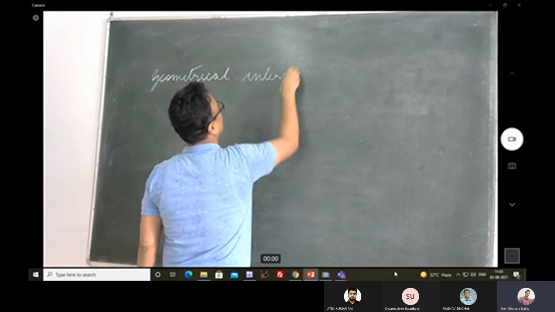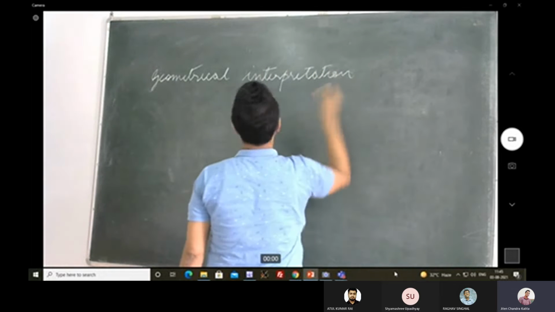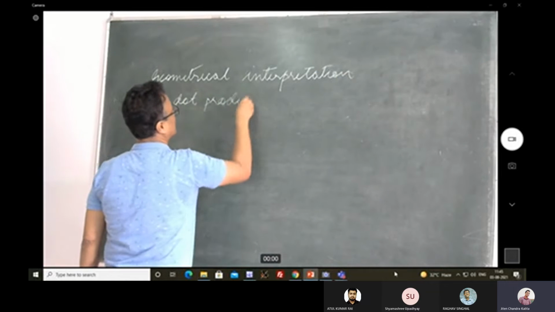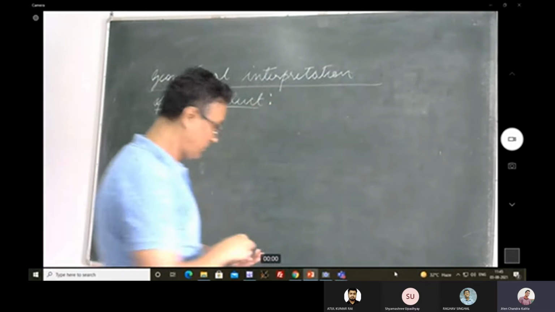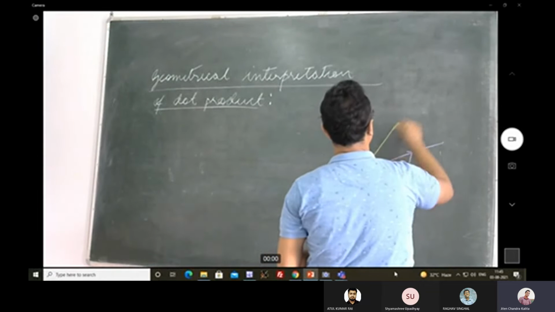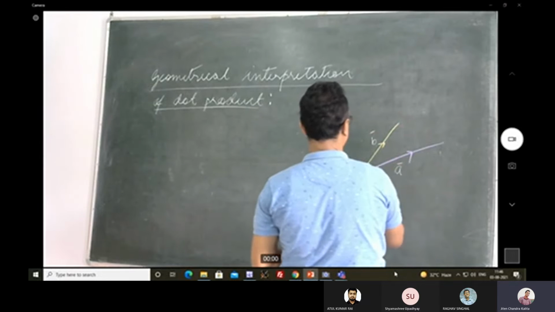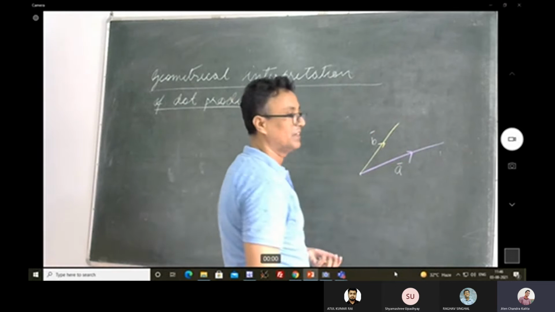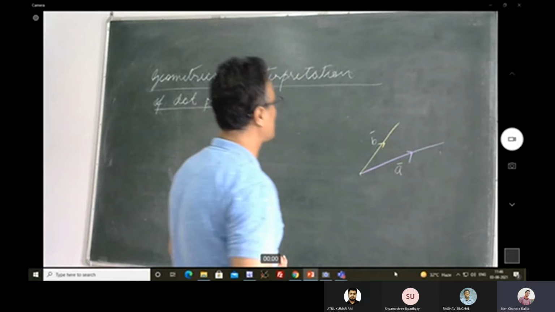So now let me go to the geometrical interpretation of dot product. Okay, fine. So now let us consider two vectors, say A and B. Okay, fine. So now again, I'm going to do some manipulations here.